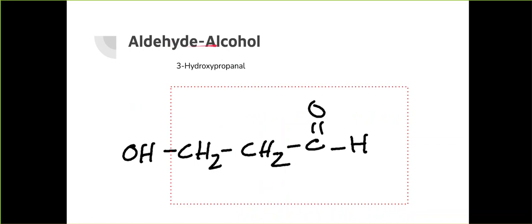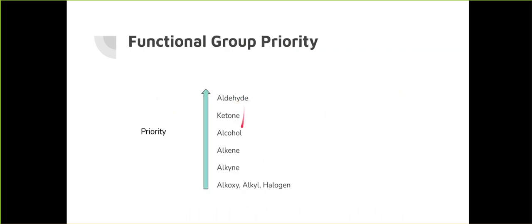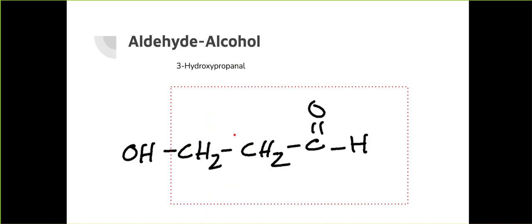Now here we have an aldehyde alcohol. If we go back to our chart, aldehyde's at the top, so it's going to trump the alcohol. So that means this becomes a functional group rather than the primary name. So again, you're going to take the longest chain that you can. In this case, it's going to have 3 carbons in it, so that gives you propanal. And then this is the 3rd carbon, so this will be 3-hydroxypropanal. Any questions there?